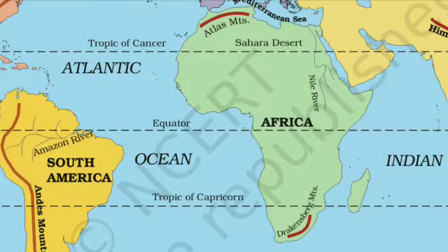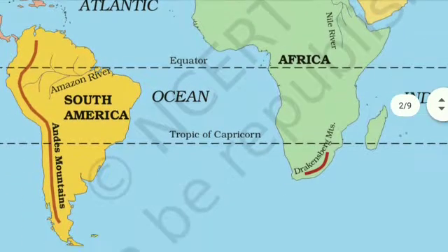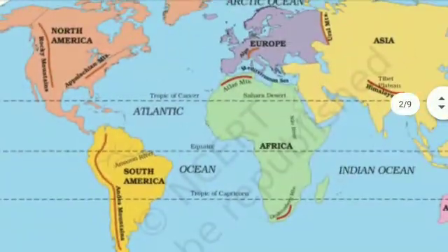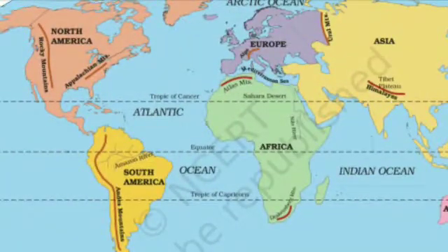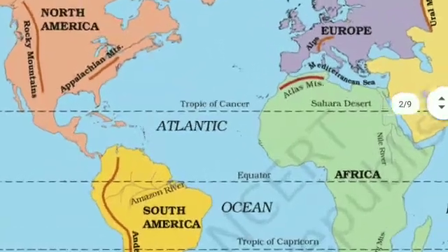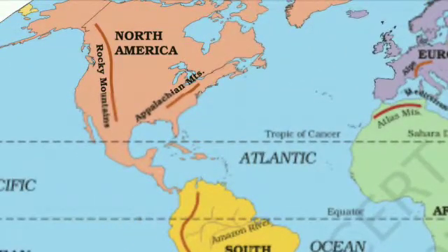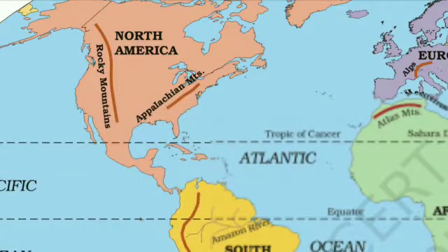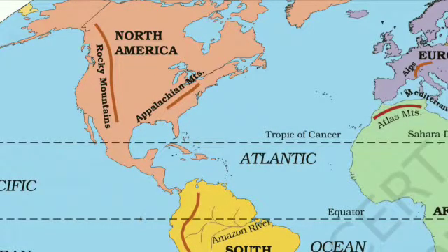The Sahara Desert is the largest hard desert of the world and it is in Africa. World's longest river, the Nile, is in Africa. Africa is bound by water bodies from all sides. Is it clear, children? Next one is North America. It is the third largest continent. North America and South America are connected to each other by the Isthmus of Panama.